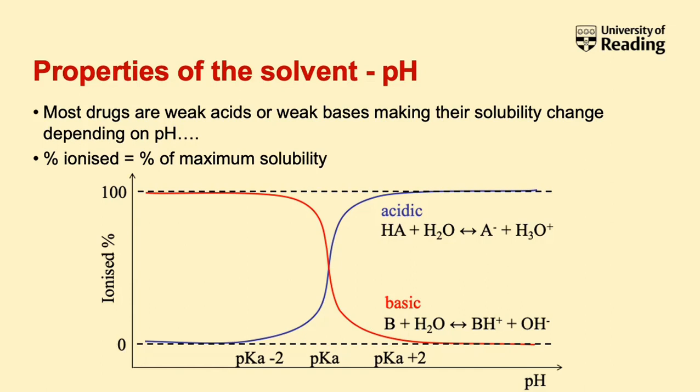Also, if we know the pKa of our drug, then we can see that at the pKa we have 50% dissociation of the weak electrolyte, and for 2 pH units either side of the pKa, we have partial dissociation. That means we have both ionic and non-ionic form of the drug present in solution. This actually means that the solubility of the drug changes with pH, and this also impacts on absorption of the drug, which we'll talk about in later lectures.